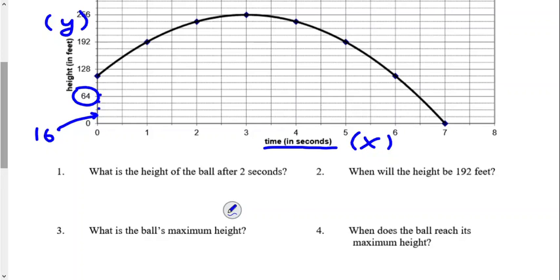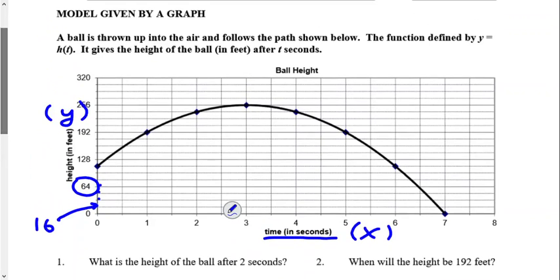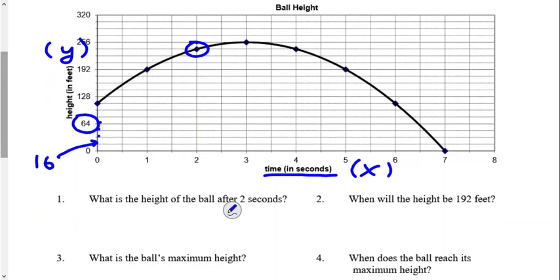All right, so let's look at this. The height of the ball after 2 seconds. So go over to 2 seconds, see what the height of the ball was. Okay, so that's one line below 256. Well, we established that each line is 16. So that means it's 256 minus 16, so the height is 240 feet.